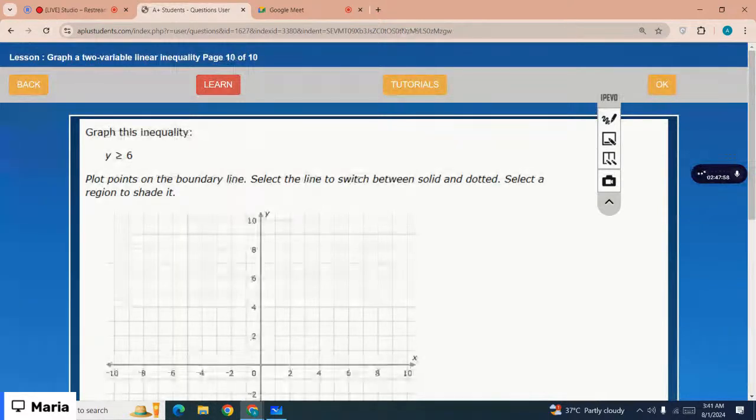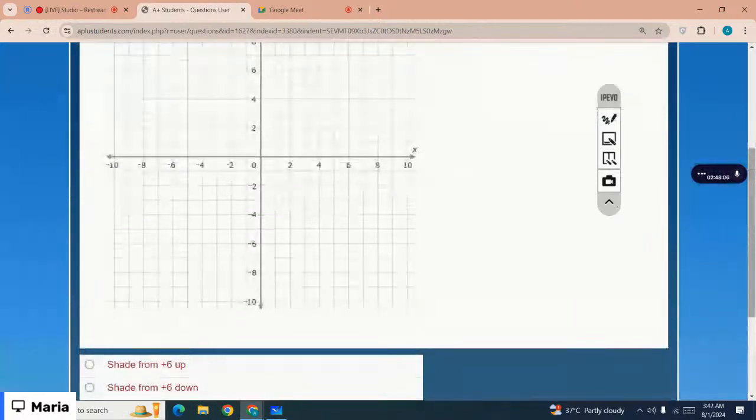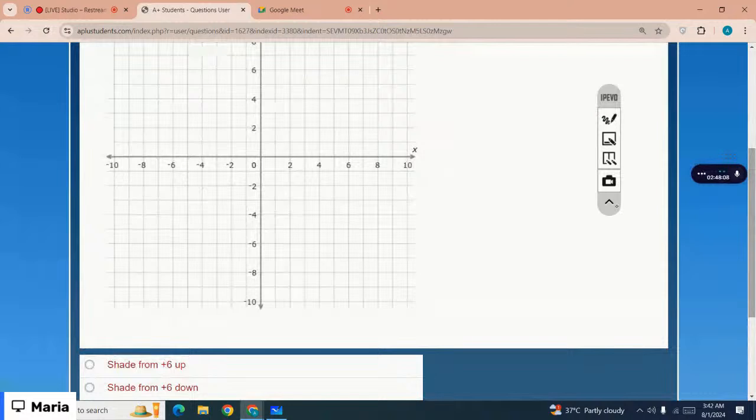Graph this inequality. Y is greater than or equal to 6. That is shade from positive 6 up.